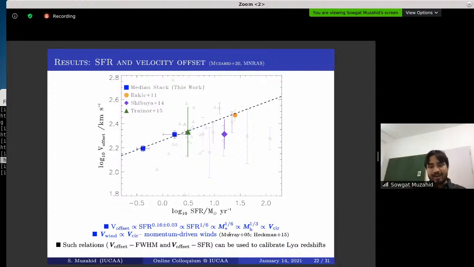And so we said all this in the paper, and we also emphasized that such empirical relations between velocity offsets and full width half max, or velocity offset and star formation rate, can be used to calibrate, at least in a statistical sense, Lyman alpha redshifts when you don't have true systemic redshifts from optical nebular lines or any non-resonant lines, basically.